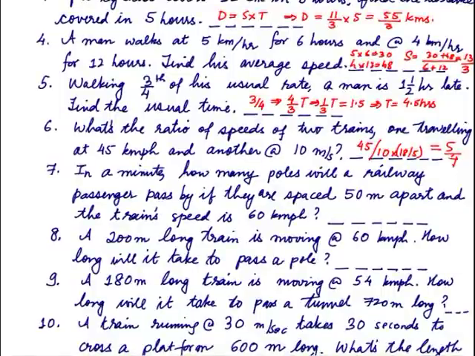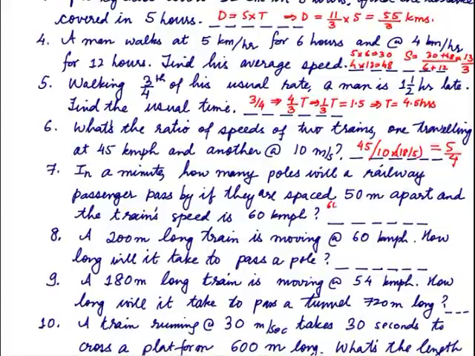Let's go on to question number 7. It reads, in a minute, how many poles will a railway passenger pass by if they are spaced 50 meters apart and the train speed is 60 kilometers per hour? Now it's a very, very simple question because it says that my speed is 60 kilometers per hour and there are poles, telephone poles for example, spaced 50 meters apart. So how many can I see in 1 minute going at this speed of 60 km/h?